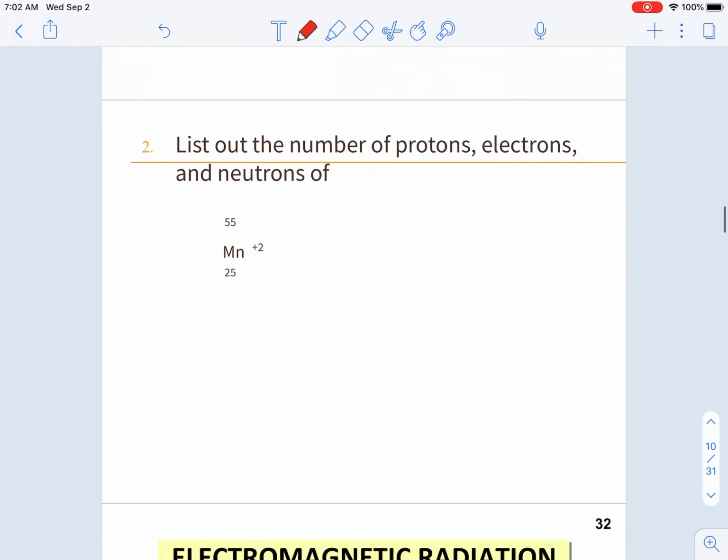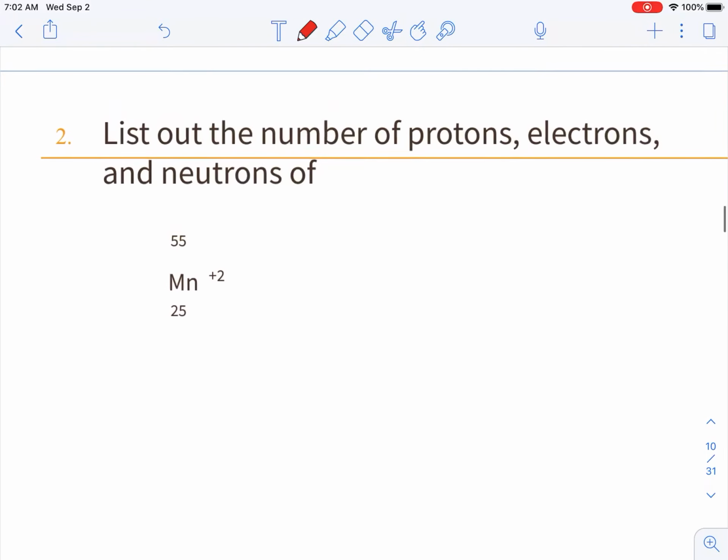Let's do another example. List out the protons, neutrons, and electrons. Sorry, these numbers should be right here. It's kind of weird. This is Mn, manganese. So my protons are this number here. That is 25. My electrons are not 25 because there is a charge on it. If you remember our terms, the charge here is positive, so it's a cation. In essence, I have a +2 charge.